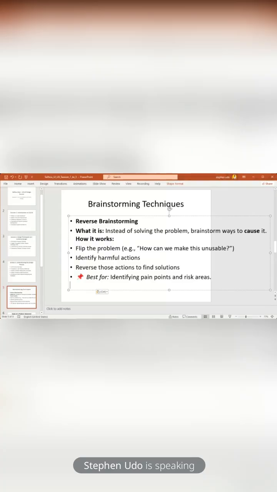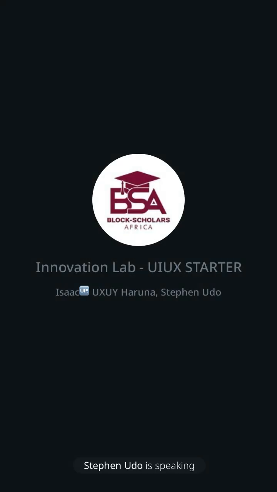First, you can flip the problem. How can we make this unusable? Identify harmful actions, then reverse those actions to find solutions. Best for identifying pain points and risk areas.